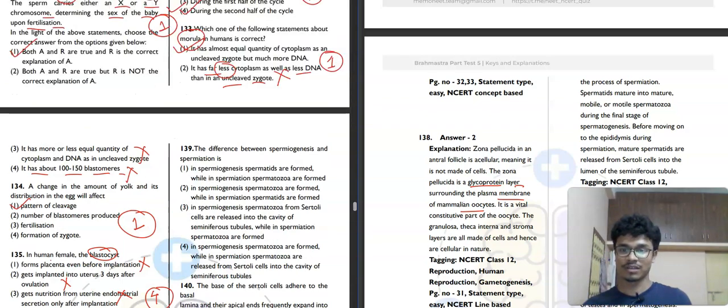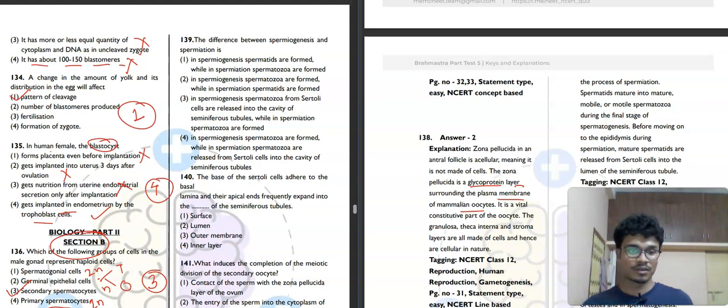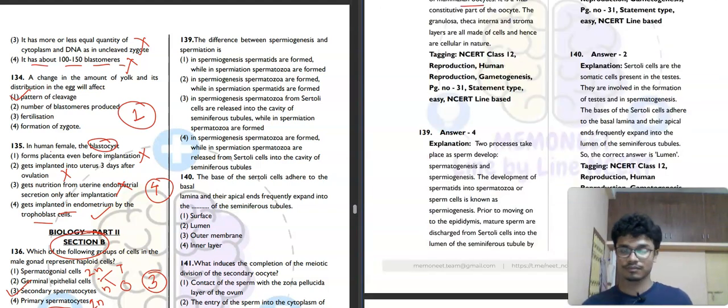Now moving towards the next question, question number 139. It is saying that the difference between spermiogenesis and spermiation is: in spermiogenesis, spermatids are formed, while in spermiation, spermatozoa are formed. Not correct. In spermiogenesis, spermatozoa are formed, while in spermiation, spermatids are formed.